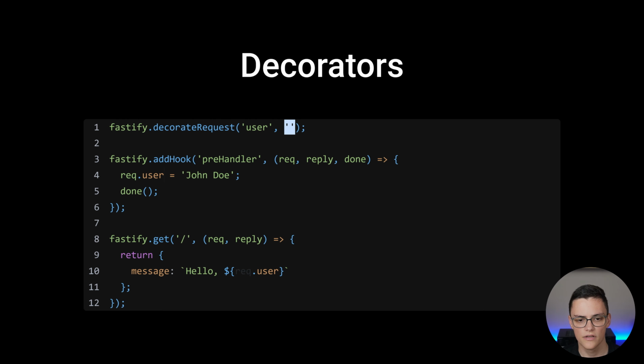We specify an empty string here to specify to Fastify that this user object on the request will be a string. If your property will be an object, an array, or something else, you have to specify it as null. This is just a specificity that you can read up on in the documentation, the Fastify docs for decorators.